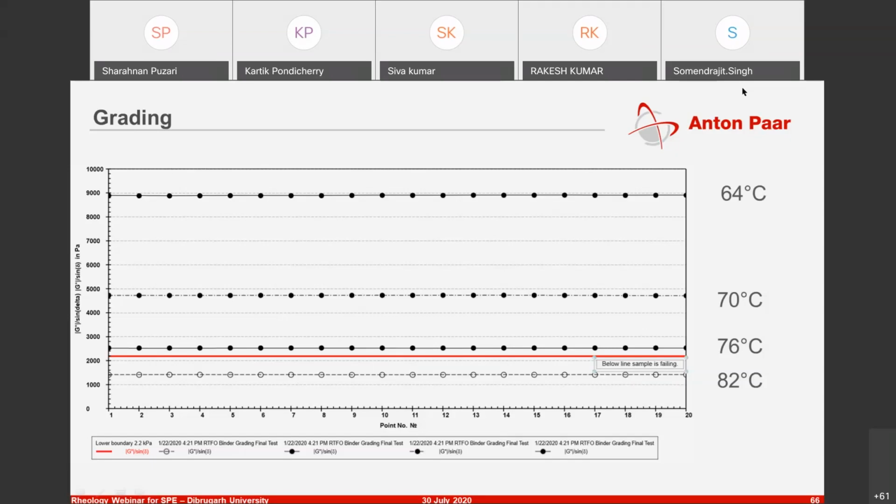But anyways, if you're thinking about grading of asphalt, you have jumps of 6 degrees centigrade starting from 64, 70, 76, and 82. So if the G star over sine delta is greater than 2.2 kilopascals, then your sample has passed. So this sample passed for 76 degrees centigrade, but not for 82 degrees centigrade.